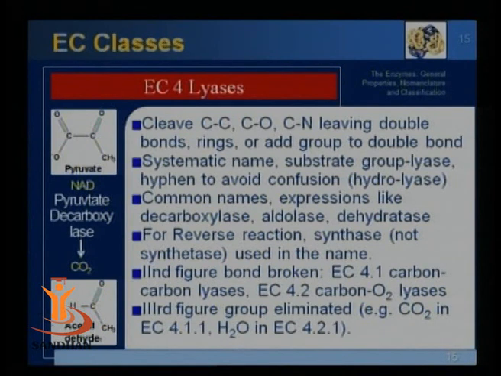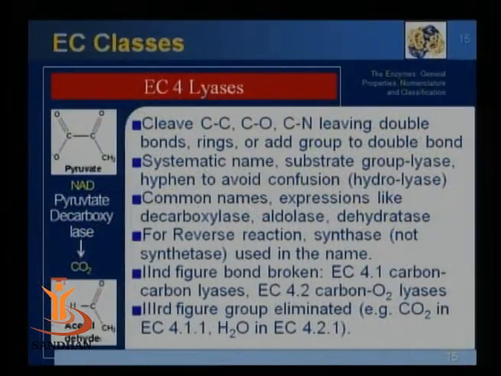In many instances where reactions are reversible, the enzyme could be carrying out lyase activity or maybe a kind of synthetic activity if the reaction is proceeding in the reverse direction. So in that case, synthase is used, but not synthetase, because synthetase is to be used in case of joining two different molecules using the energy from ATP. So that makes the important distinction between the two terms, synthase and synthetase.